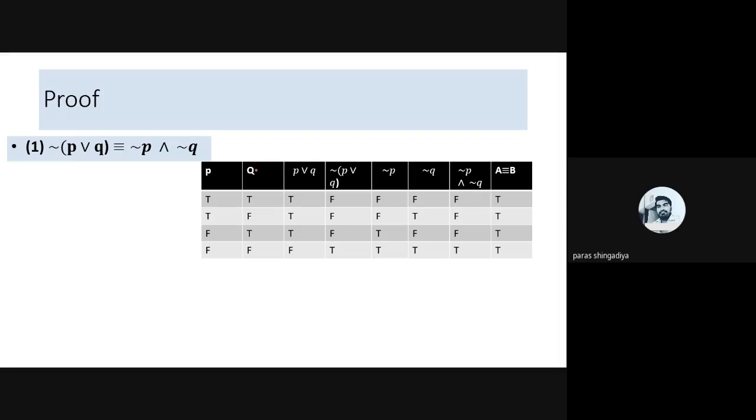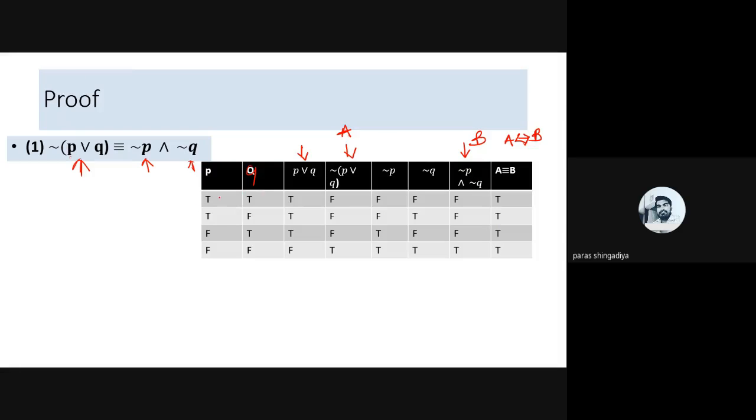First we require P, then Q, then P or Q, and then we apply the negation to the bracket. So P or Q is the third column, and the fourth is the negation of (P or Q). Then for the second side, there is negation P and negation Q, with the and operator between them, as the last column. This is column A and this is column B, and we apply the A biconditional B relation and check whether it is a tautology or not.